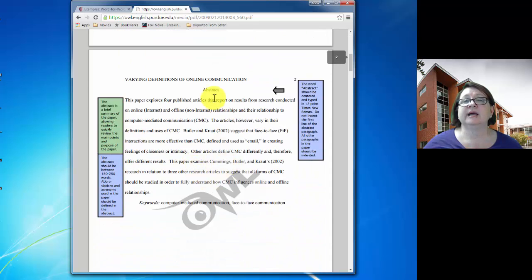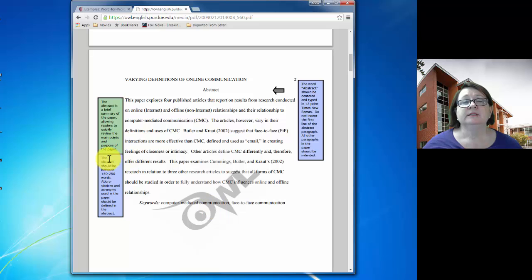So again, this is the abstract that you may or may not need, depending on your professor. And right down here where it says keywords, these are the terms that would help your article come up in a search. Okay, so these are the keywords that, if you were being placed into a database, the coder would use to tag your article. So in this article, we can tell computer-mediated communication and face-to-face communication are the tags that will help somebody trying to find information on this subject.